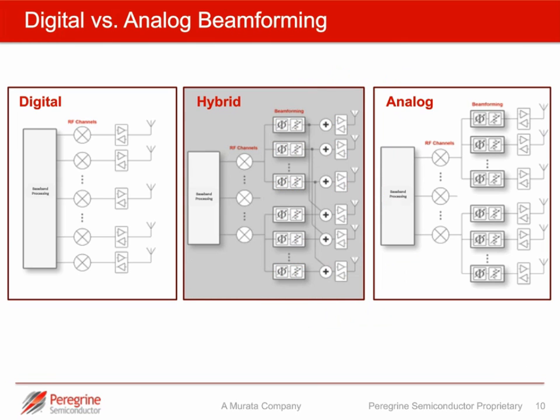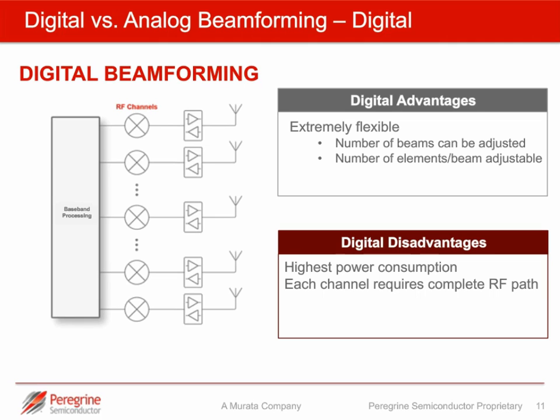So moving on to digital versus analog beamforming. In this diagram we're showing 3 different types of beamforming. This is perhaps slightly more focused towards communication systems than phased array radar, but the basic concept is the same. So I'll go through each one at a time. If we take digital beamforming, the basic premise is we have a baseband processing unit that drives a series of RF channels, and each RF channel drives an individual antenna element.